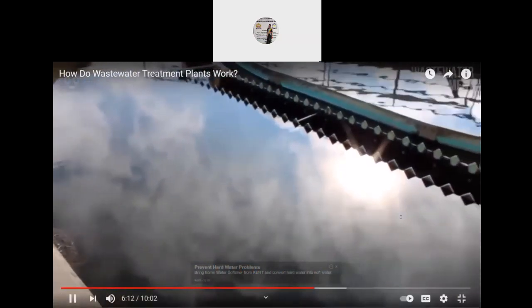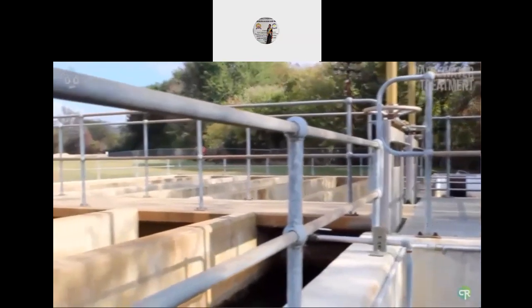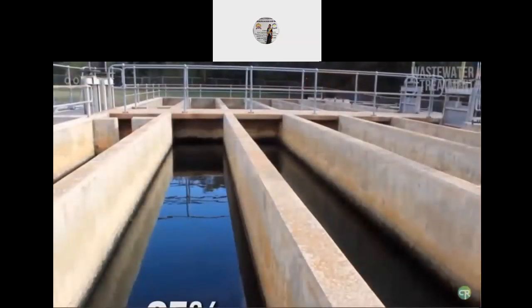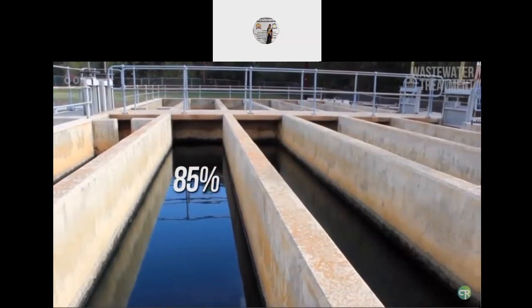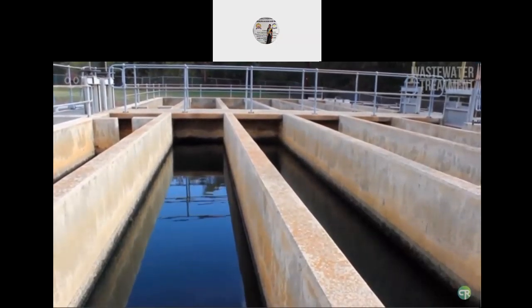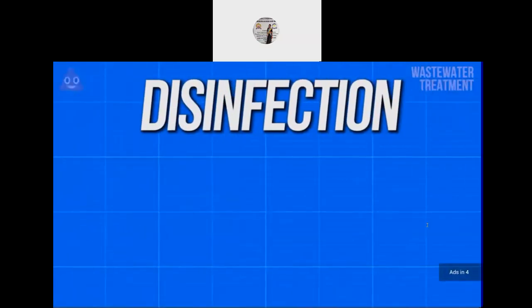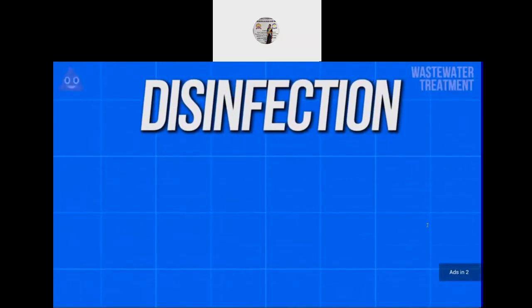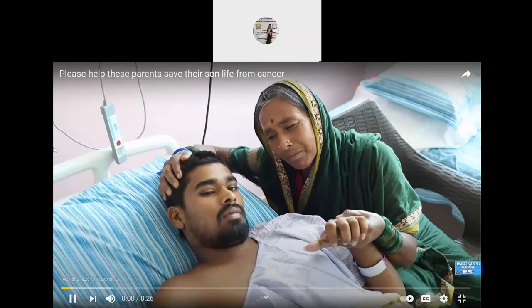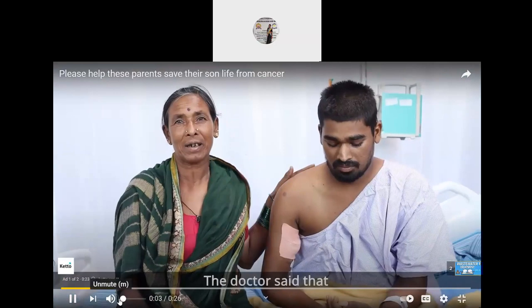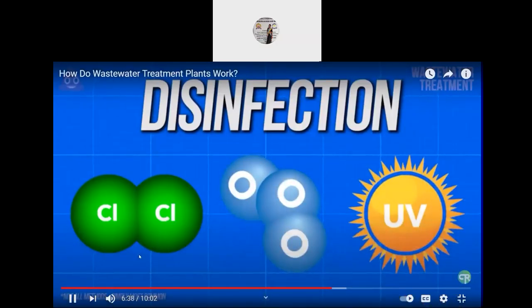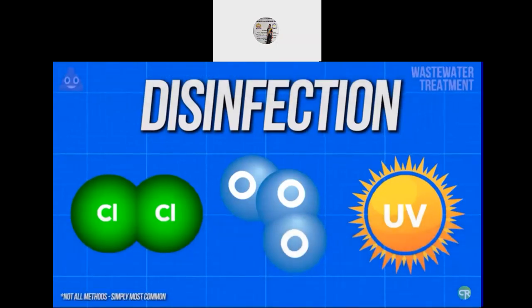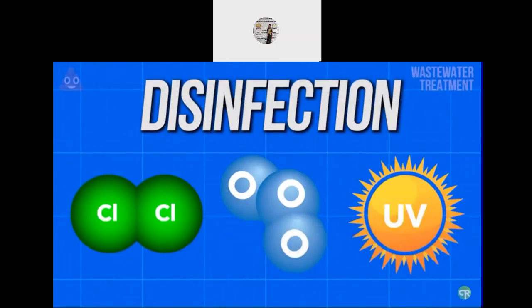Water flows out of secondary clarifiers over a nearly identical weir wall to the primary clarifiers and moves on to the disinfection process. At this point, 85% of all organic matter is removed from the water, and the effluent should be safe to drink in most cases, although you probably wouldn't want to. Disinfection is the final step of the process and is usually accomplished in one of three ways, either through chlorine, ozone, or ultraviolet disinfection. Each process has its benefits and drawbacks, with each being used commonly throughout the wastewater treatment process across the world.